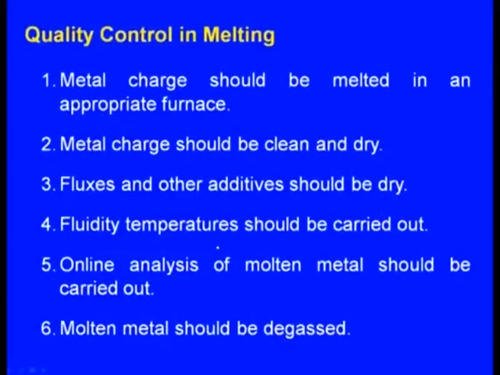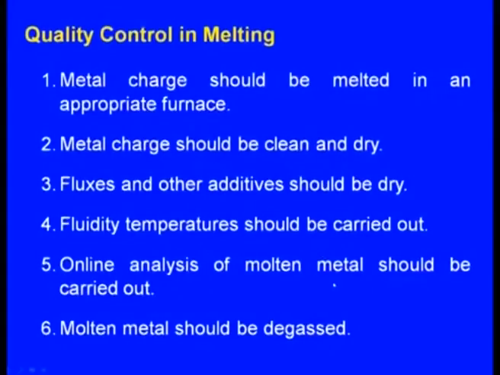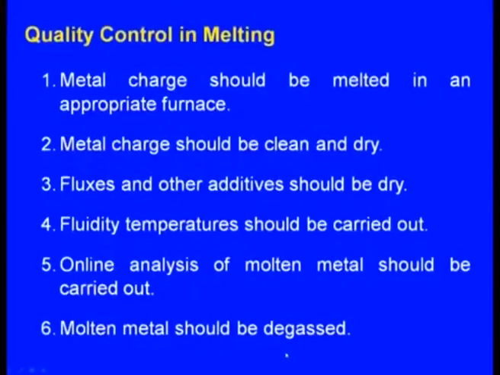Next one, fluidity temperature should be checked. Next one, online analysis of molten metal should be carried out. Means as the metal is being melted, parallelly we must examine its composition. Does it possess all the required alloying elements or not? Molten metal should be degassed using different degassing techniques. So, these are the different features of quality control in melting.